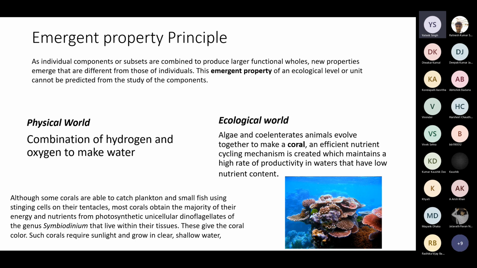Is that clear as to what we mean by the emergent property principle? Yes, ma'am. Ma'am, can you explain again?